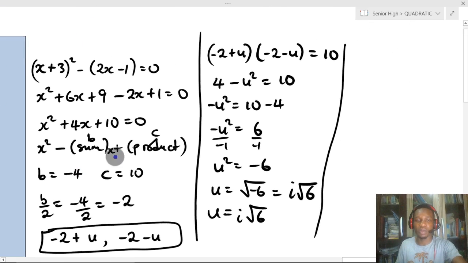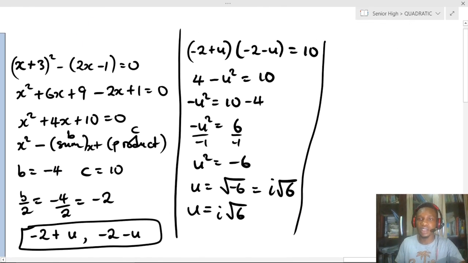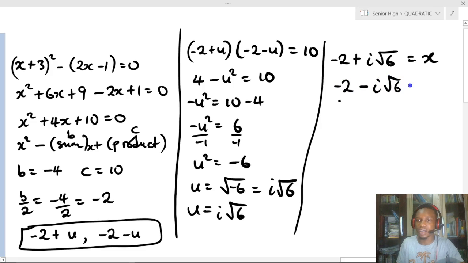So when we move it, we have what? That minus 2 will be doing what? Plus u. Our u is what? I root 6. That's the first value of x. This is equal to the first value of x, and the second value of x will be what? Minus 2 minus I root 6 is equal to the second value of x. So these are the two values of x. x is either this or x is either this. I think that answers the question.